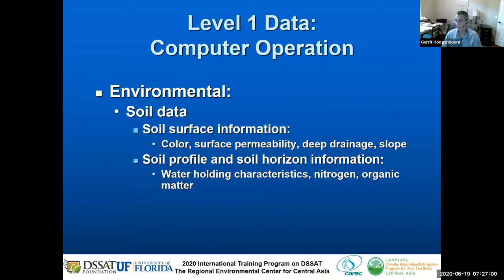Then the second part of the environmental data would be the soil characteristics, because we simulate a soil-water balance, we simulate a soil-nitrogen balance, a soil-organic carbon balance, as well in some cases a soil-phosphorus balance as well.